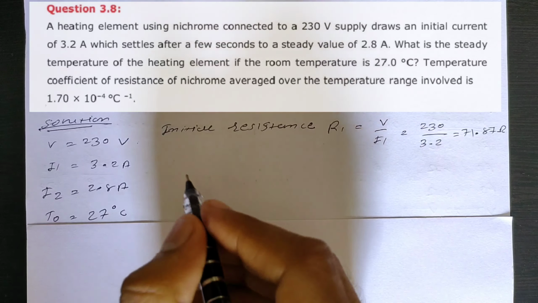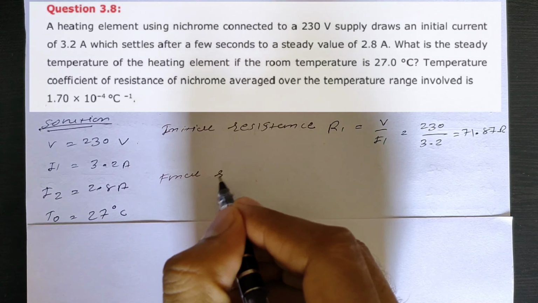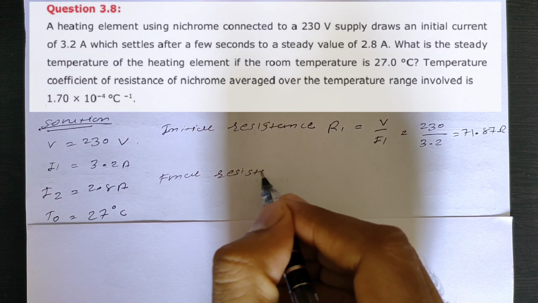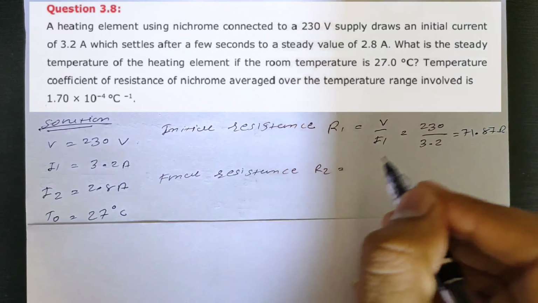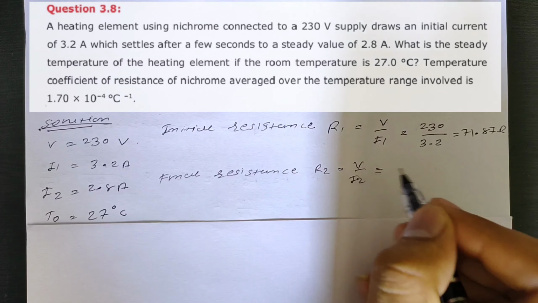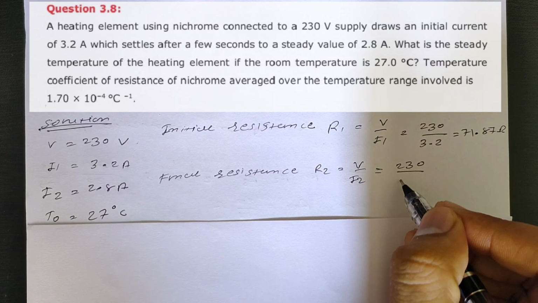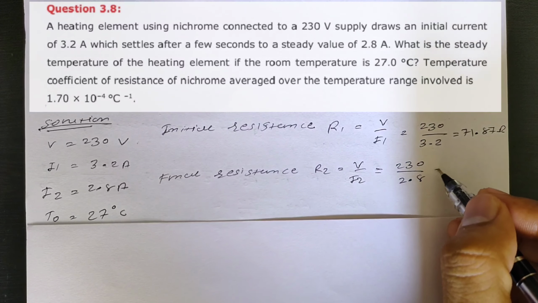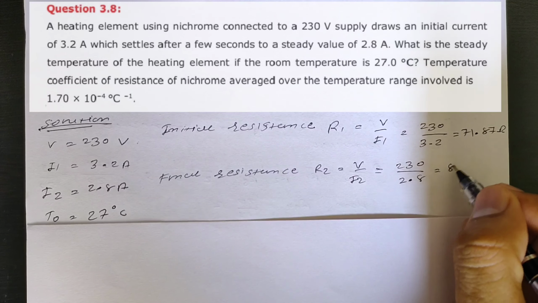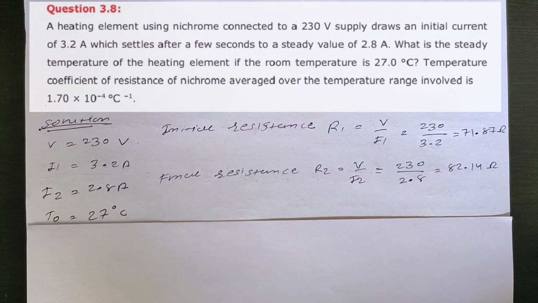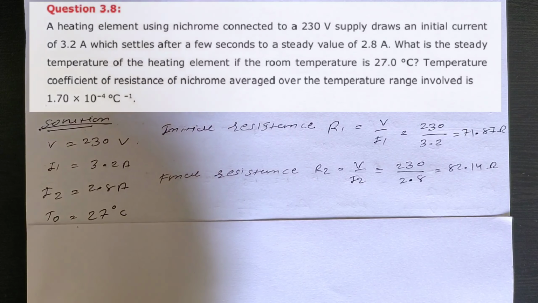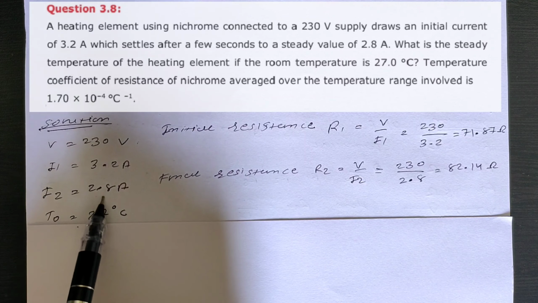Then in this problem current reaches steady value I2. So final resistance at steady value of current I2, let it be R2, is equal to V by I2. V is 230 volt over here and current is 2.8 ampere. After solving this we will get 82.14 ohm. Now we have the value of resistance R1 and R2. We have the reference temperature T0, and we have to find the temperature at a steady current. So we have to find the steady temperature.